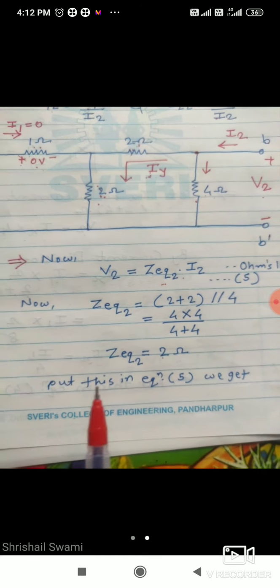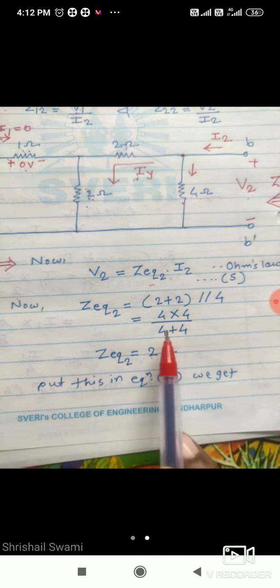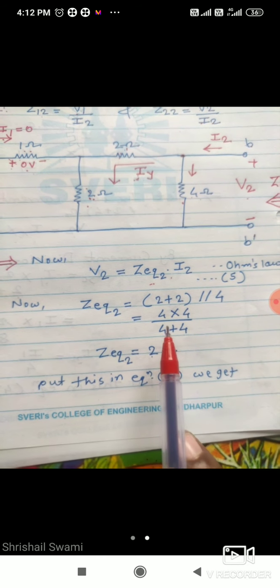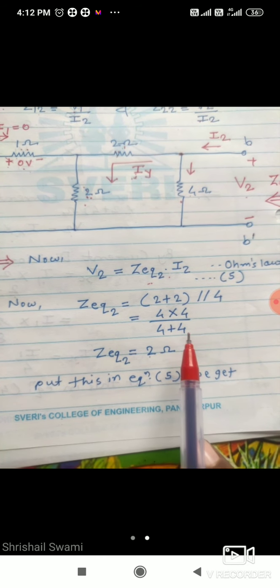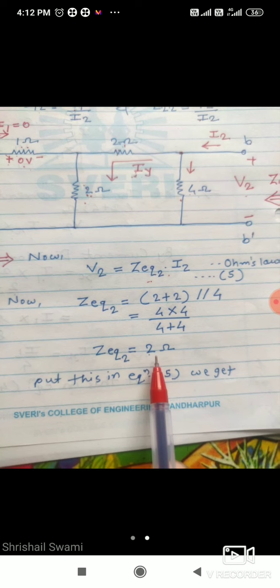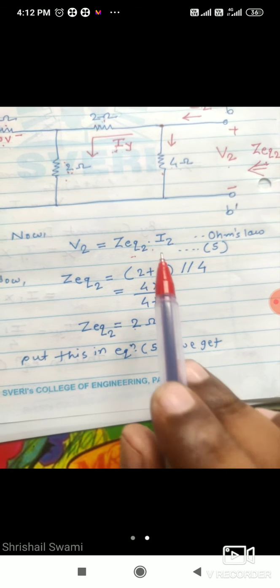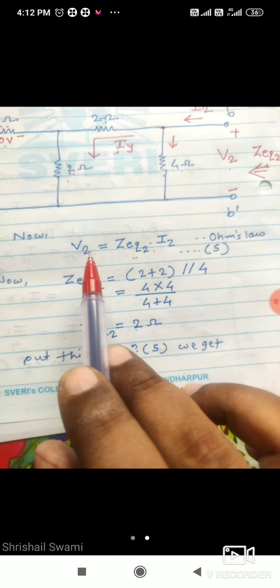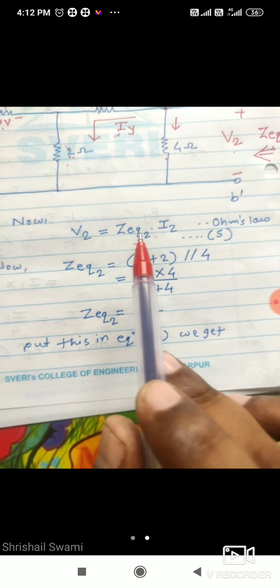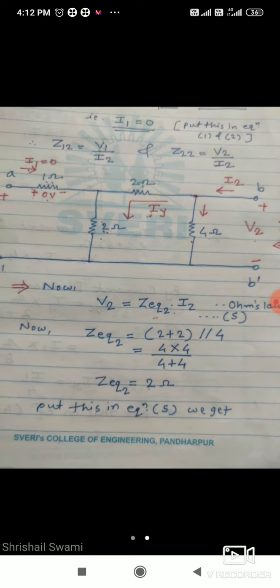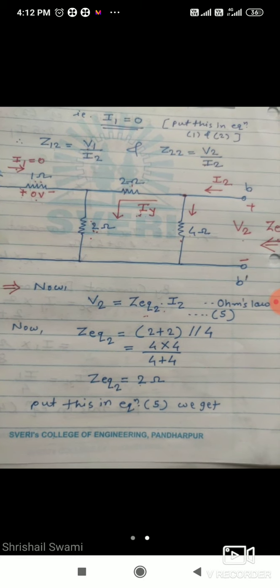Next, Z equivalent to we get by solving this. 4 is in parallel with 4, that is 4 into 4 divided by 4 plus 4. That answer we will get as 2 ohm. Have you got it? Now put this in equation number 5. So we will get V2 is equal to 2 into I2.